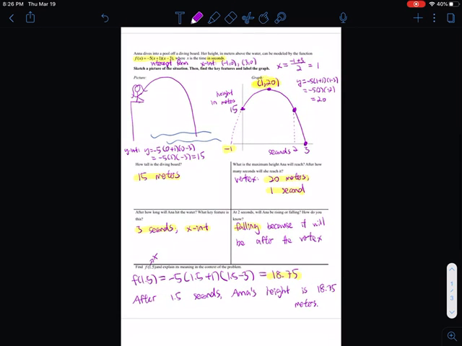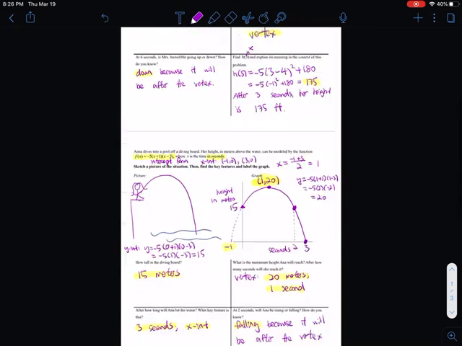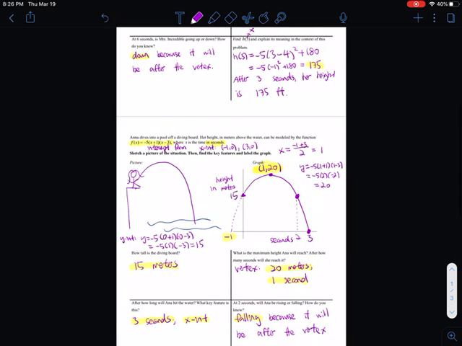Okay, so that is it with applications of quadratic functions in intercept form and vertex form.